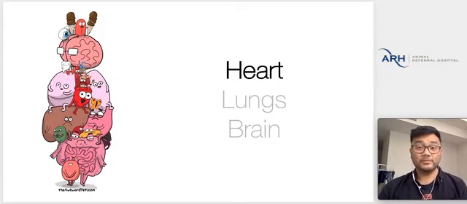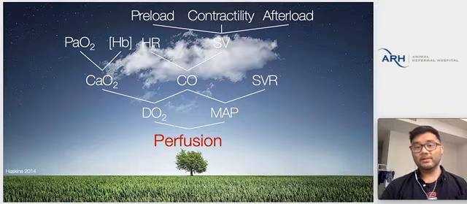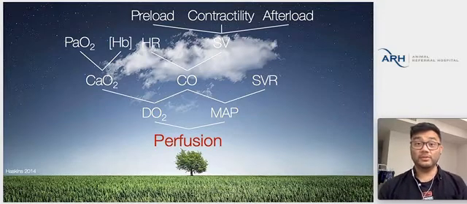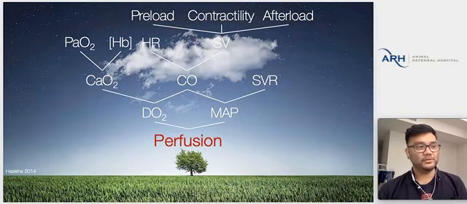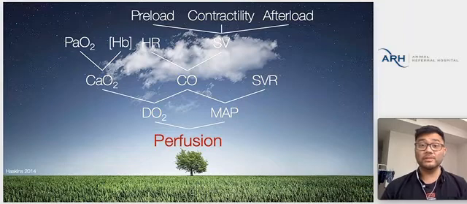So let's start with the cardiovascular system. What we are looking for in the cardiovascular system is signs of perfusion. Now, what is perfusion? Perfusion is blood being pumped to organs in order to deliver oxygen and other metabolic substrates to the tissues, and removal of byproducts of tissue metabolism.